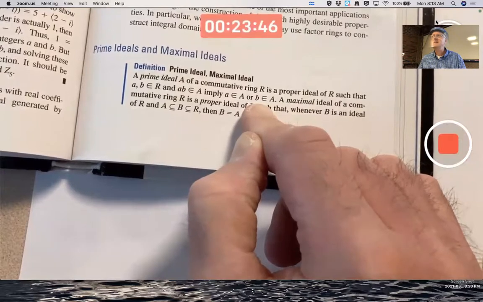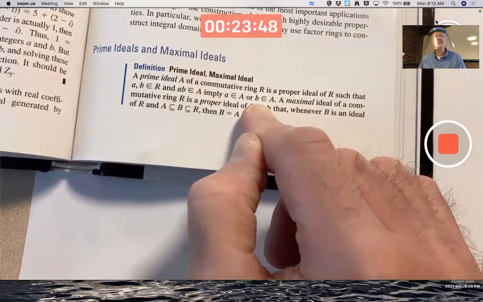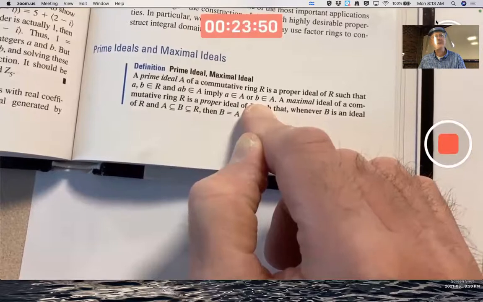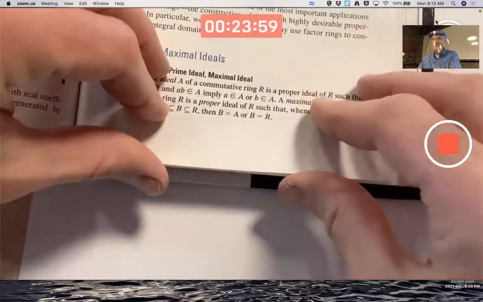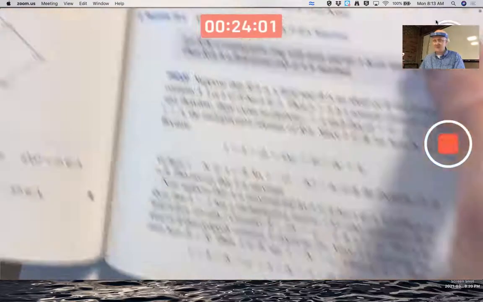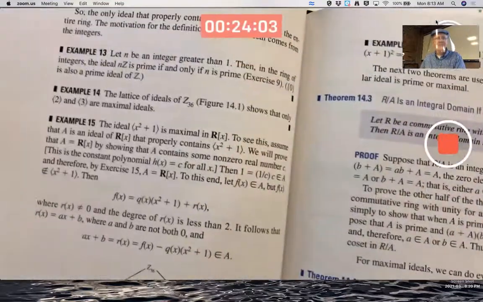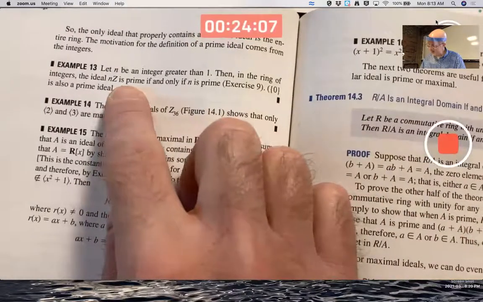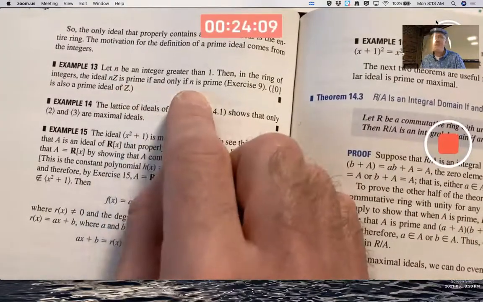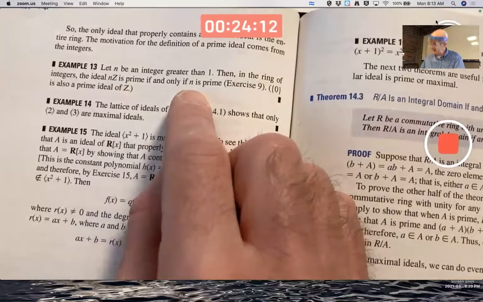Why is this called a prime ideal? This is supposed to be analogous to Euclid's lemma actually. If p is a prime and p divides a times b, then p divides a or p divides b. And in fact, if you think about example 13, the proof that this is a prime ideal if and only if n is prime is essentially Euclid's lemma. Let's think about it here.